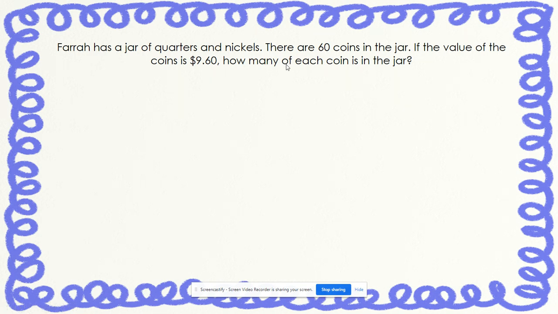So if I stop right there, I know that she has quarters and nickels, and the total of those is going to equal 60. So I'm looking for how many quarters she has, and how many nickels she has. I'm going to use the variable Q to represent quarters and the variable N to represent nickels. And I know that when we add however many quarters she has to how many nickels she has, we get a total of 60 coins.